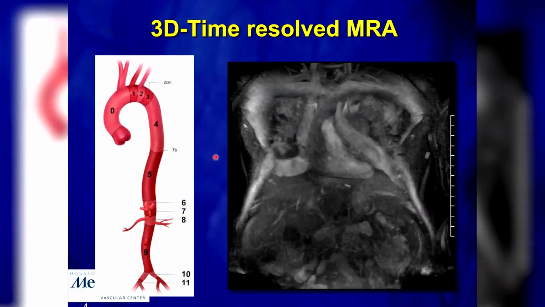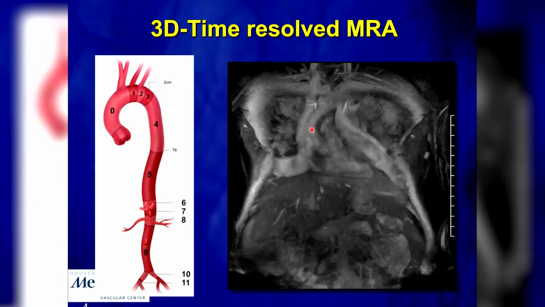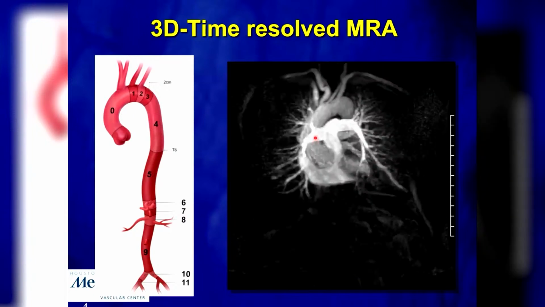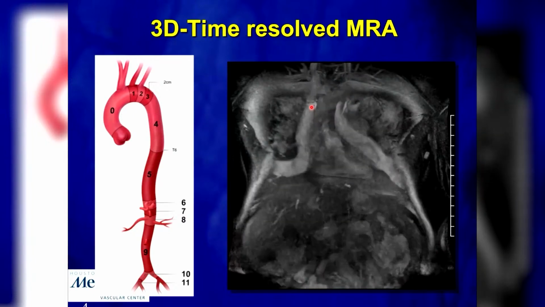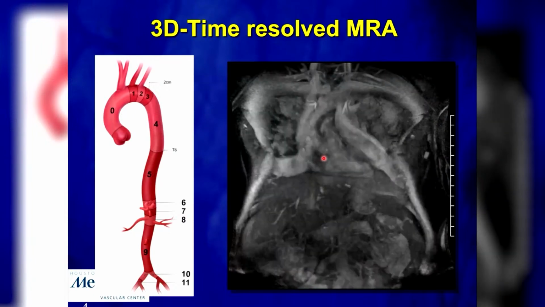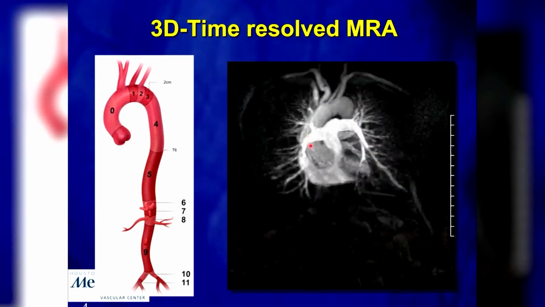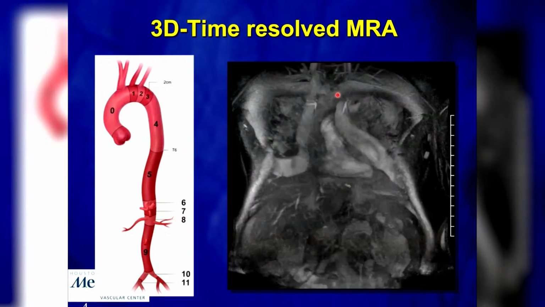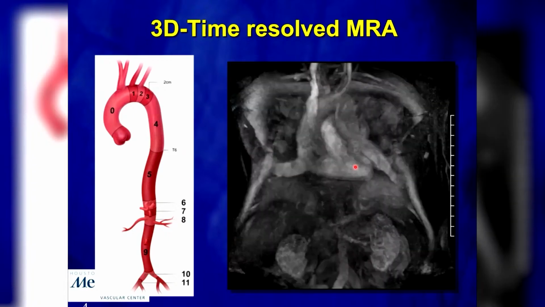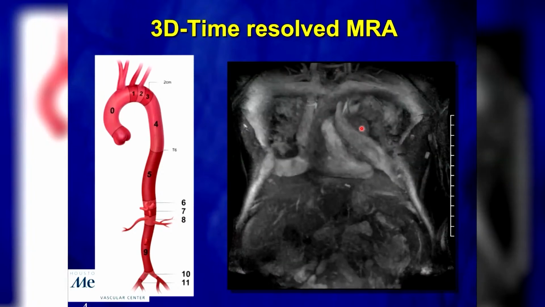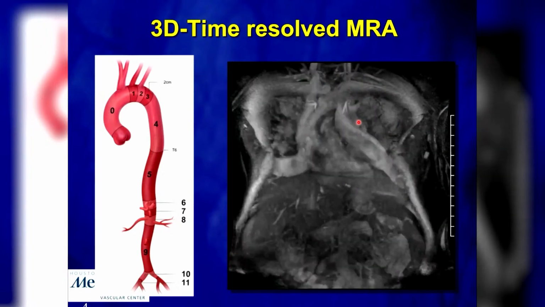Now, this is basically what a time-resolved angiography with MR looks like. This is a 3D data set where we're acquiring an image every few seconds. And we're seeing in real time the contrast bolus going in from the SVC to the pulmonary artery and then going back and filling out the whole thoracic and descending aorta. And you can see there is a penetrating ulcer right over here.